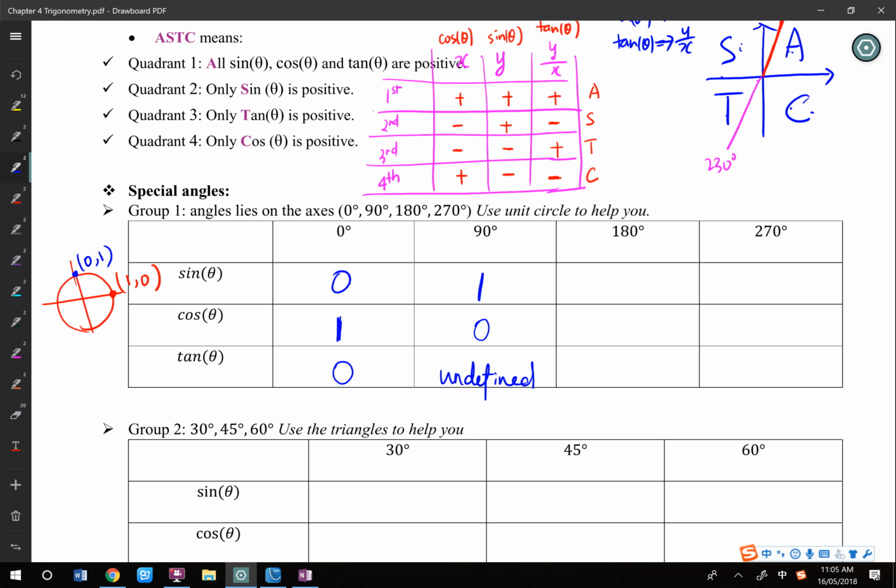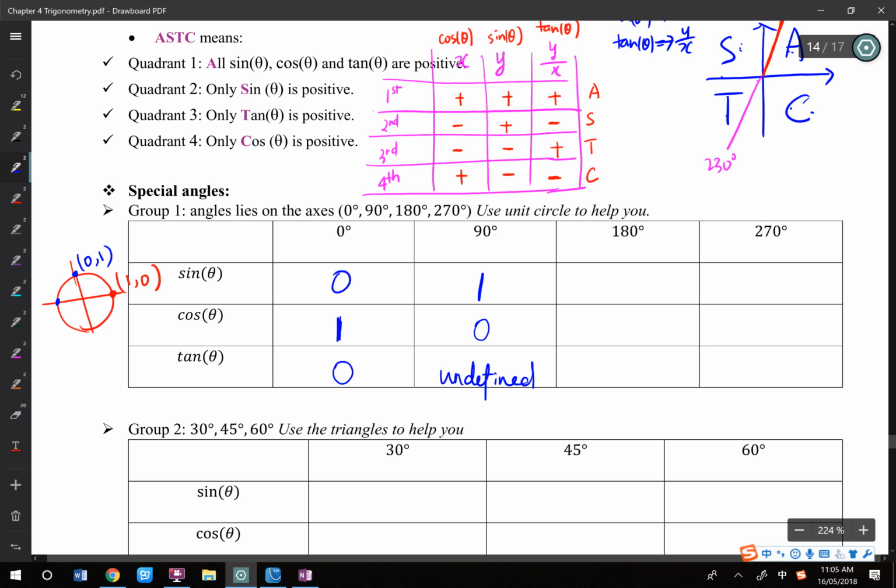Not only tan 90, tan 90 plus 360 will not exist as well because it's the same position. So all the angles on the y-axis will have no tangent values. Okay, no tangent values.